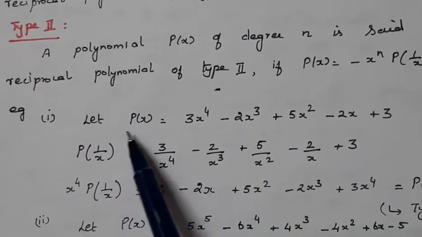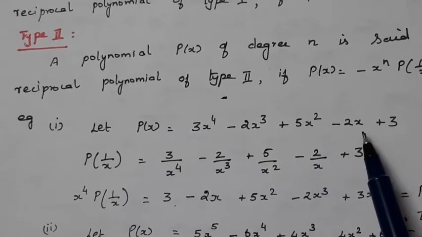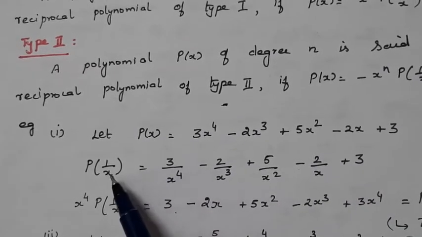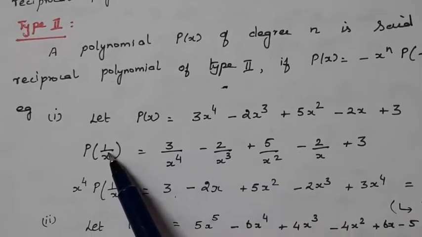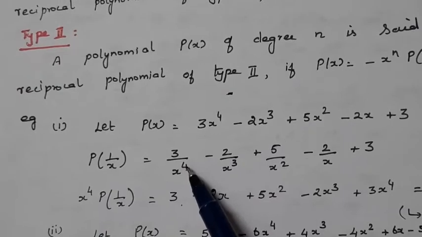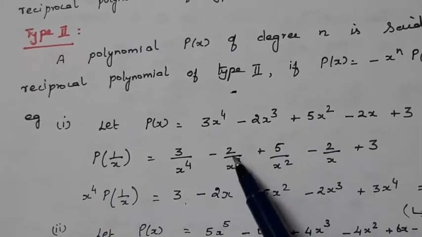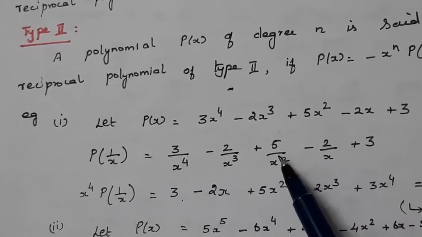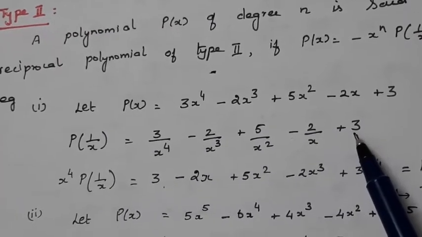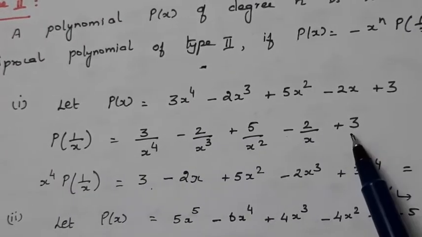Now, consider the polynomial 3x power 4 minus 2x cube plus 5x squared minus 2x plus 3, and let it be p of x. Now, if you replace x by 1 by x, what will you have? It will be 3 divided by x power 4, minus 2 by x cube, plus 5 by x squared, minus 2 by x, and then plus 3. Then, as the degree is 4, let us multiply throughout by x power 4.